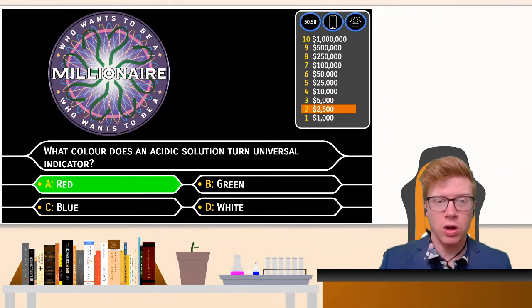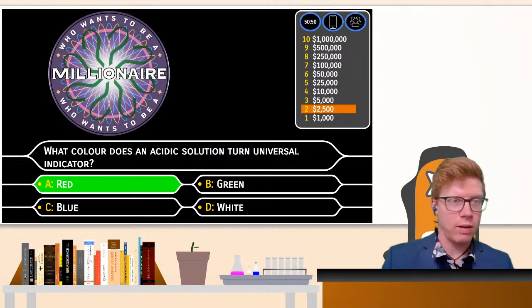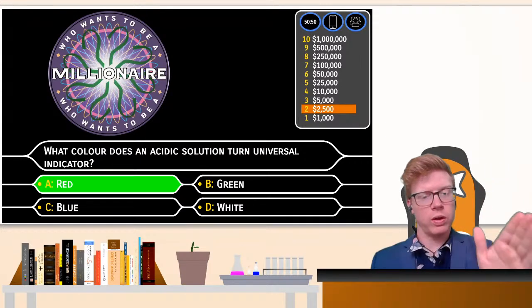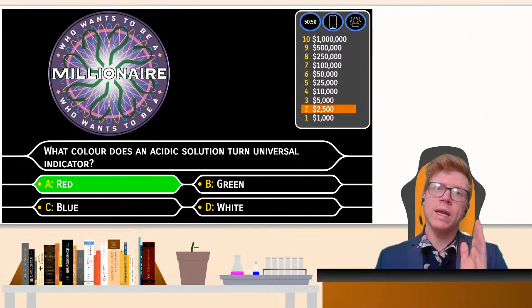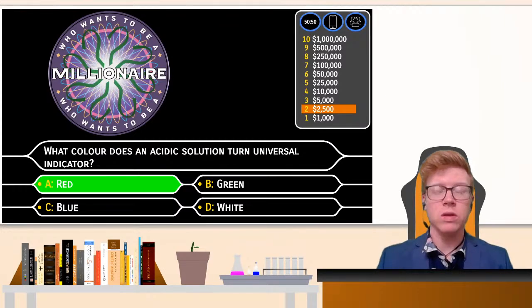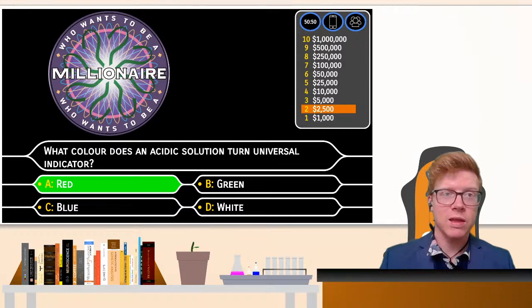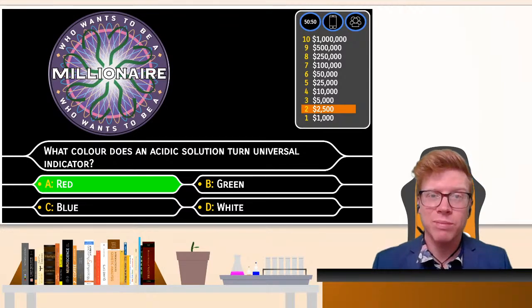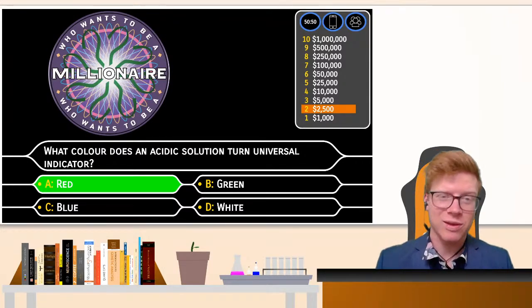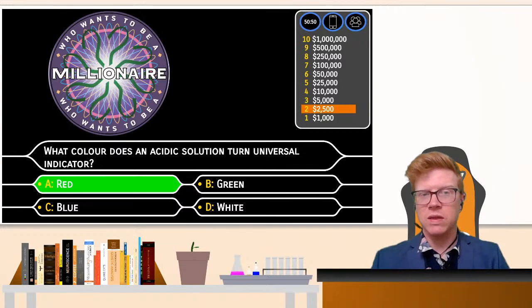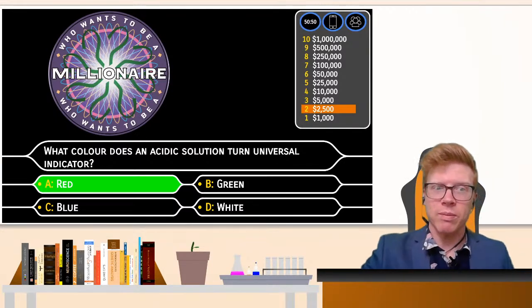As a result of the color changes that they make, they form a scale from sort of a dark red through to orange, through to yellow. Green is what color it turns under neutral conditions, so a pH of 7. As our pH increases and we get into our sort of blues and purples, we're looking at our basic solutions. White is not a color that universal indicator tends to turn, as far as I'm aware.